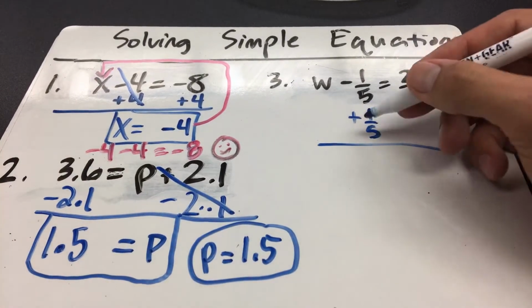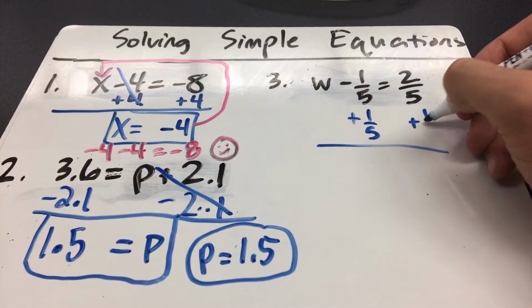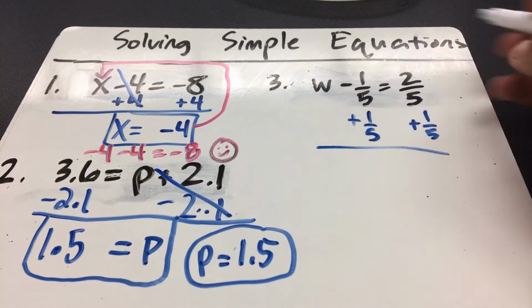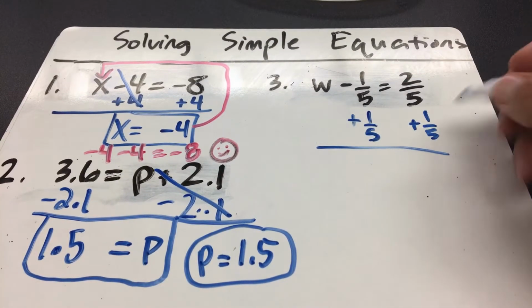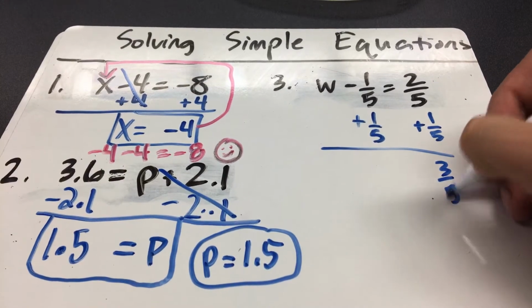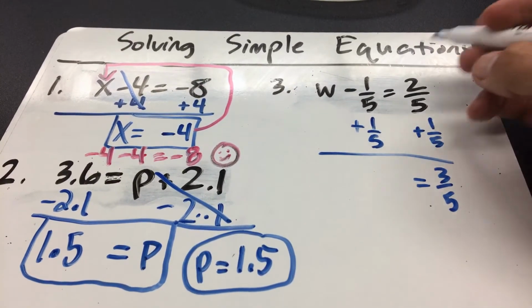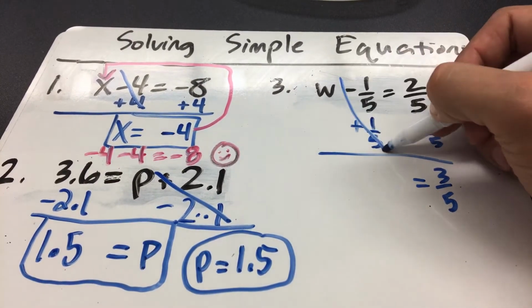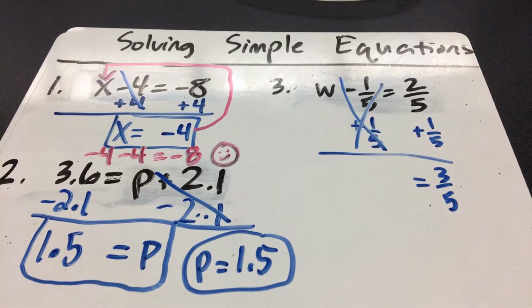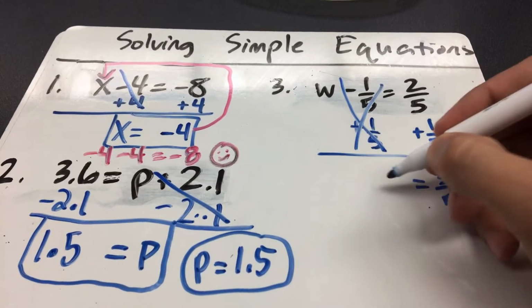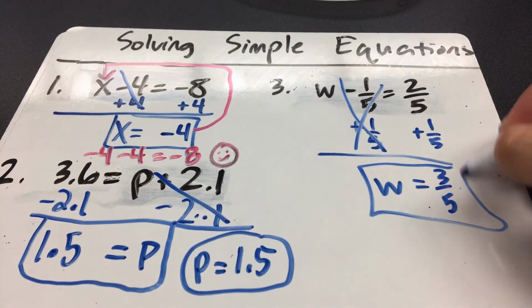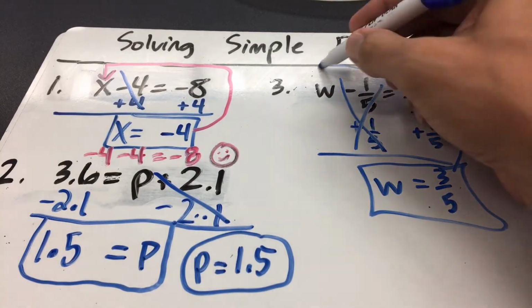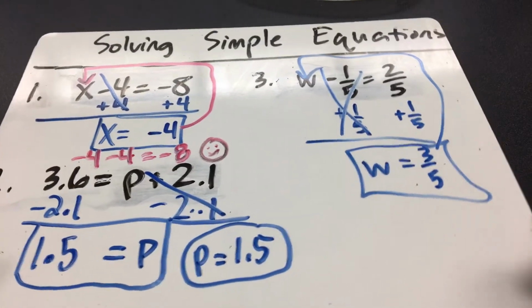And if I do that on the left-hand side, I've got to do it over here on the right-hand side. And luckily, these are common denominators. 2/5 plus 1/5 is 3/5. The equal sign just drops on down. Negative 1/5 and positive 1/5 equal 0, so I can cancel those out. And then W equals 3/5 is my answer. And you could take it and plug it back in up here if you wanted, but these are probably easy enough that you don't really feel like you need to do that.